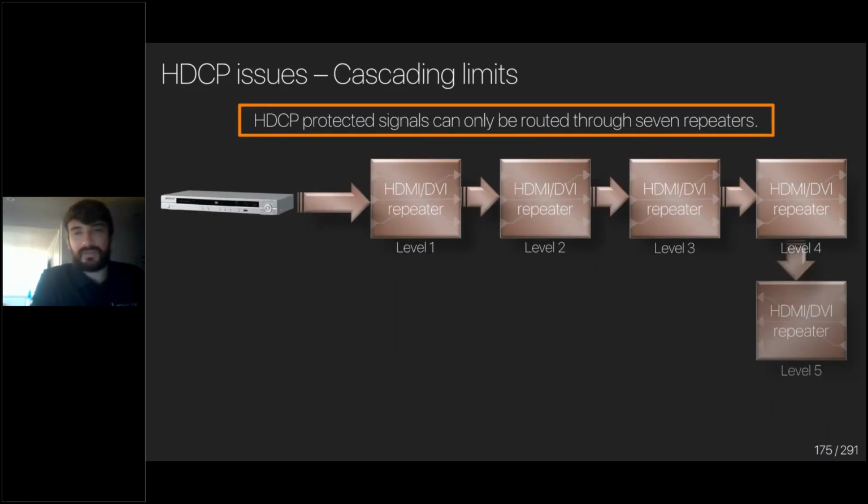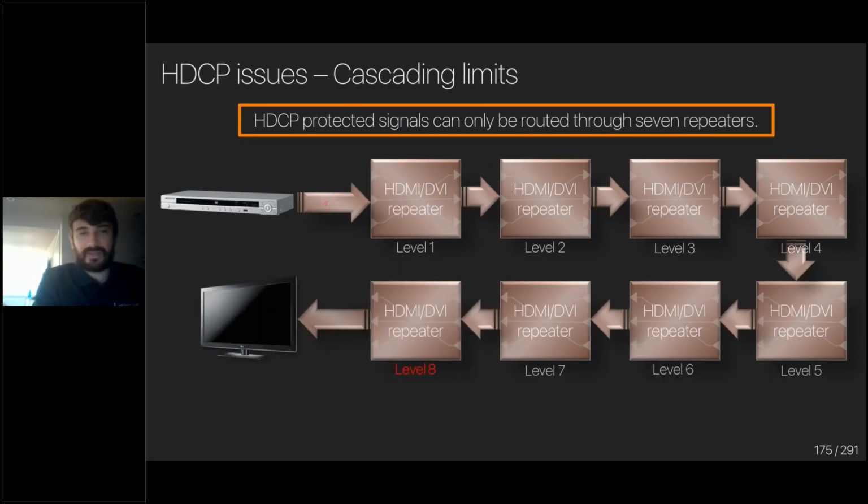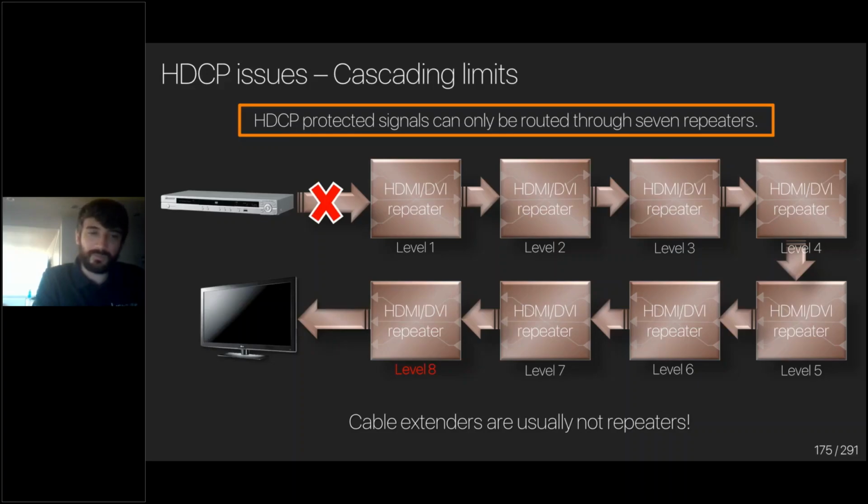One of the other limits is the number of cascades, so how many different repeater devices the signal can go through. The standard says that can only be 7 levels, and then the 8th will have to be a repeater. So if you have a repeater on the 8th, then the source will turn off its output and you won't get any image on any of the displays.